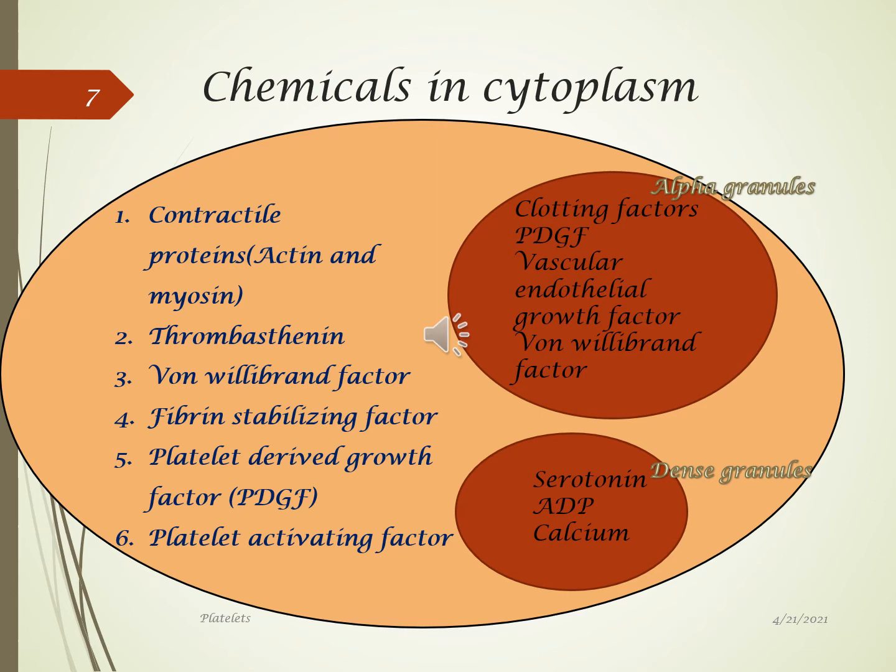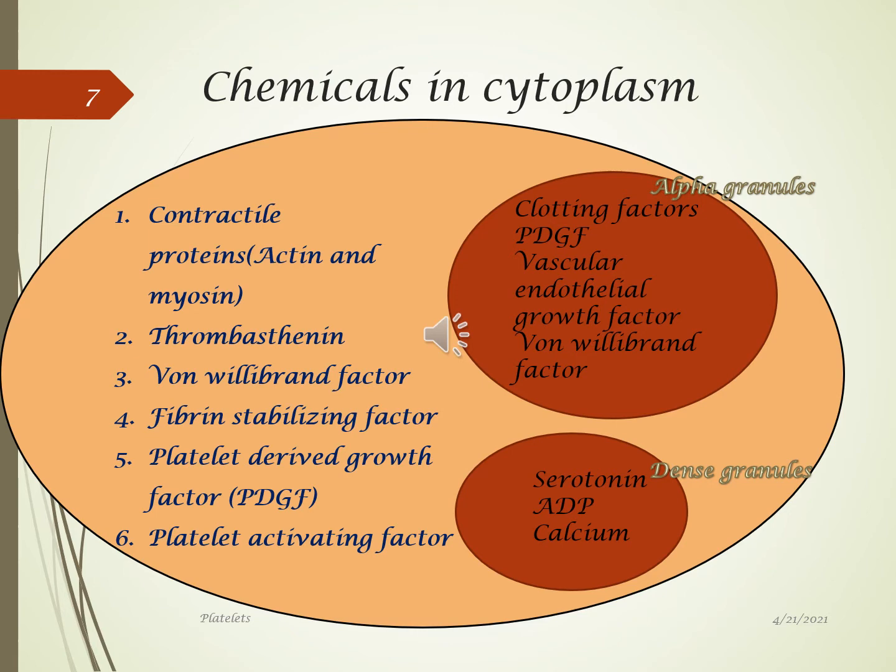Then von Willebrand factor, very important. It is an adhesive protein. We have discussed adhesion proteins. Von Willebrand factor will help in adhesion of platelets to the subendothelium. In order to adhere to the subendothelium, what should happen? The endothelium should be disrupted. So when the endothelium is disrupted, von Willebrand factor will help the platelet to adhere to the subendothelium.